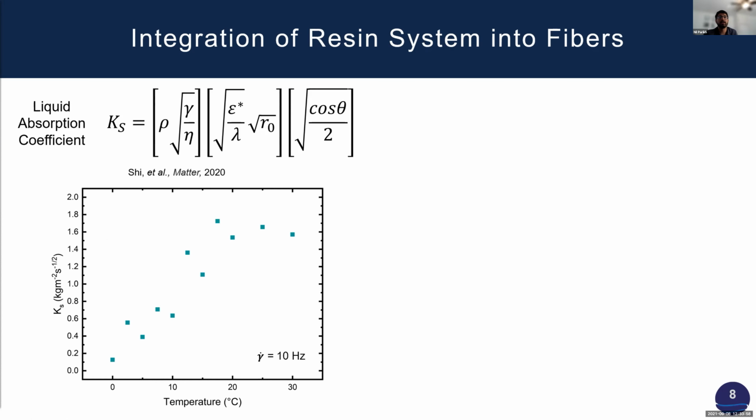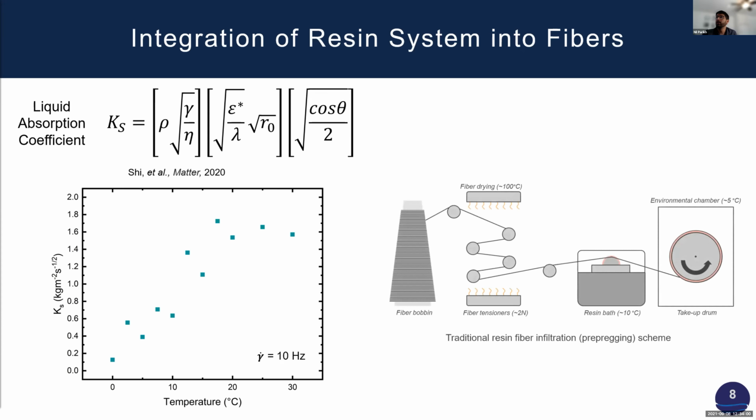And then as a proof of concept to check the impregnation, we use the traditional resin fiber infiltration or pre-pregging scheme here, where we take carbon fibers on a fiber bobbin and actually align them through these tensioners, and then heat that fiber up as well in order to remove residual solvent as well as moisture.